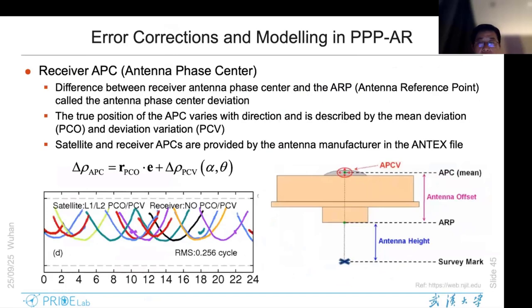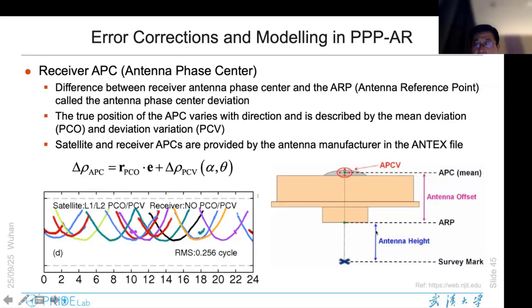Okay, so this is the receive antenna correction. Here I'm not going to provide a lot of detailed information for the receive antenna, but you should know that in your RINEX data, you have the height component, the height correction of your antenna. This information is in the head of the RINEX file, and you also have the antenna phase center offset, which is contained in the IGS ANTEX file. So these two kinds of corrections are quite different.